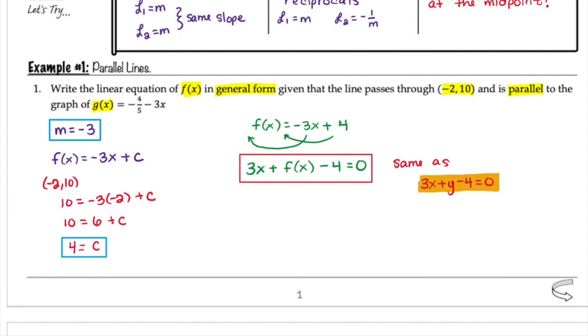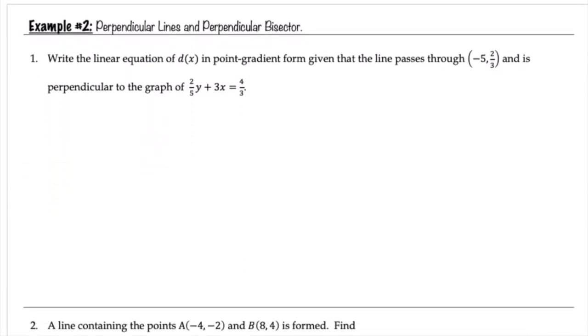Okay, so I wrote my equation 3x + f(x) - 4 = 0, which is similar to 3x + y - 4 = 0. Make sure of 2 facts for the general form: no fractions, and your a value, your coefficient for x, must be positive. So here, luckily, we didn't have to do any extra work. Let's look at example number 2.